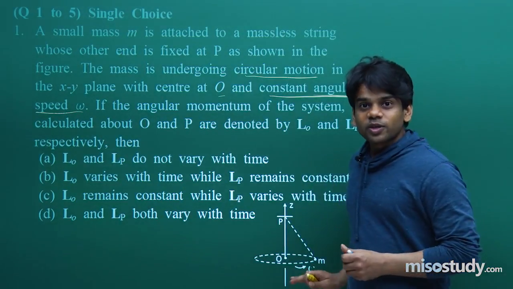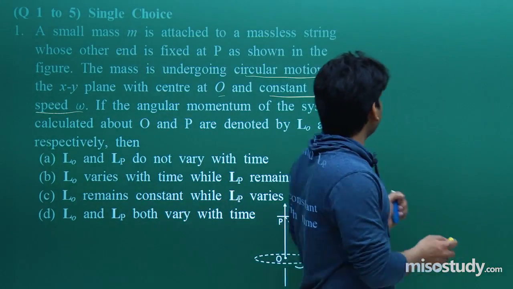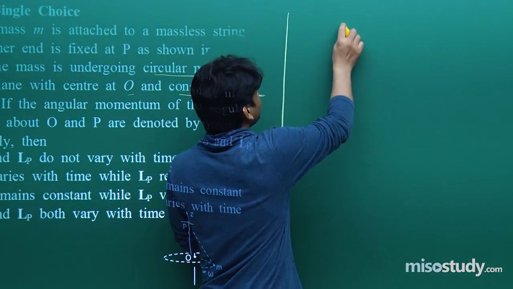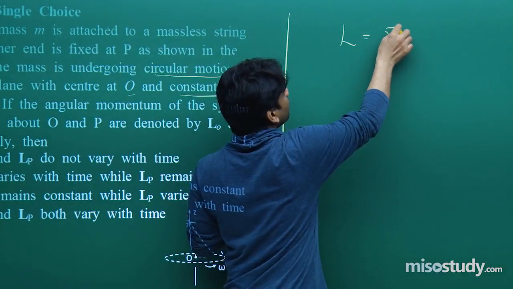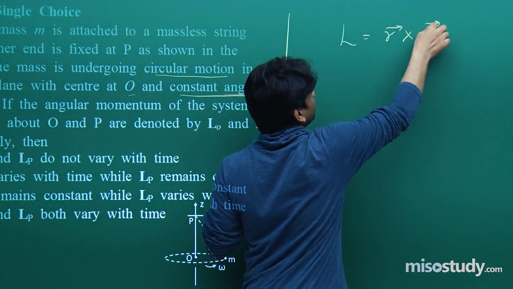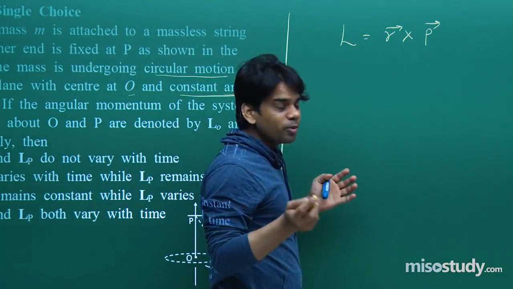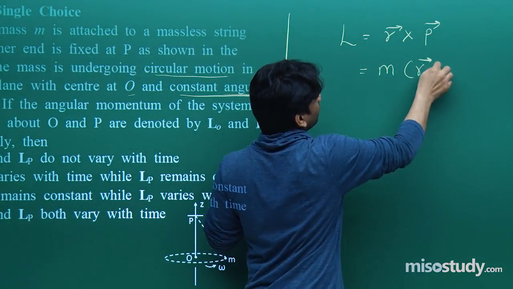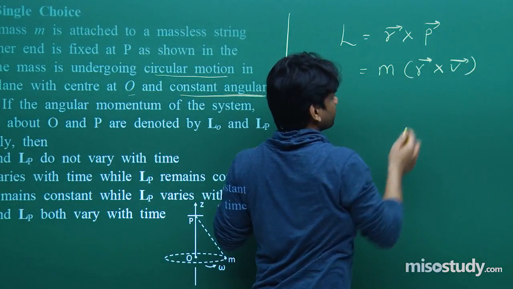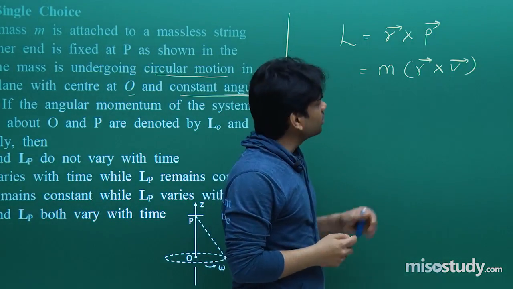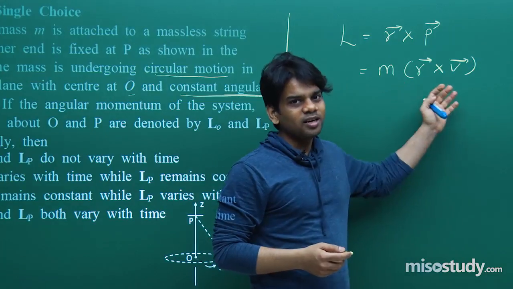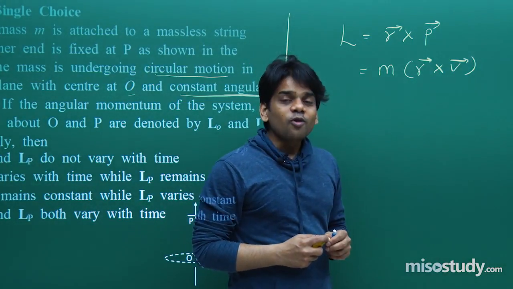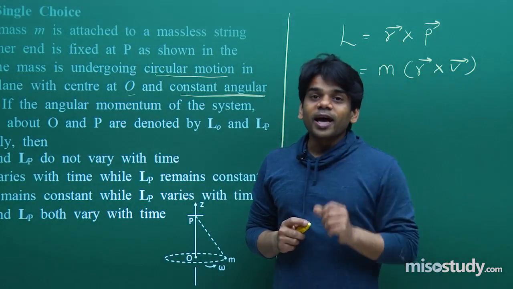Before proceeding with the solution, any body performing circular motion, its angular momentum can be evaluated as r cross P, where P is the linear momentum. So we can write it as m r cross v, since P equals mass into velocity. We have taken the mass, the constant, outside, and both r and v are vectors, so we can write it in this way. Now, first of all, we will apply this equation.